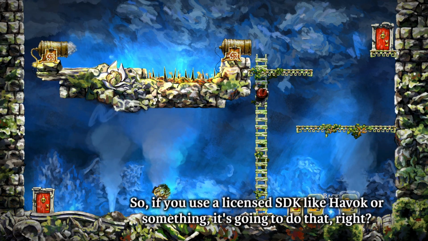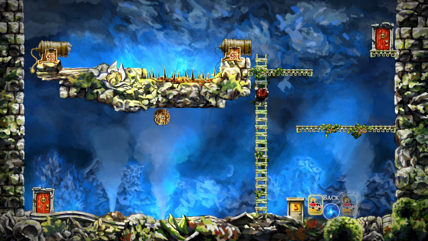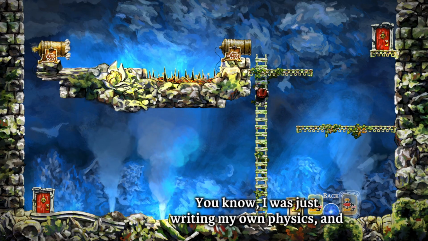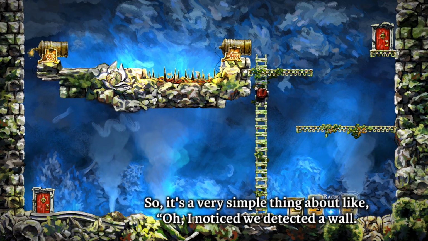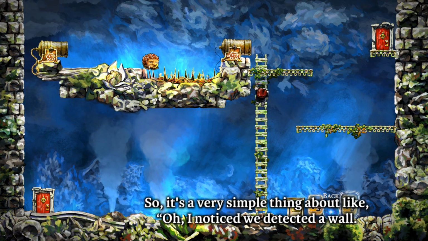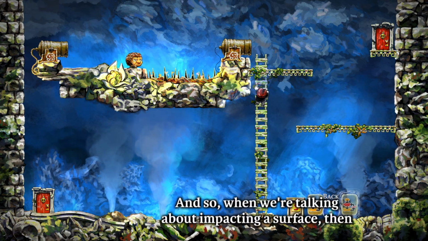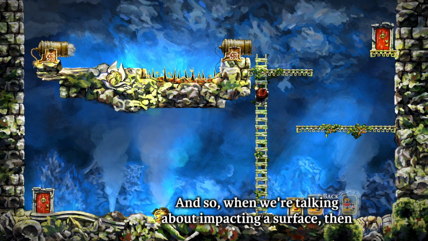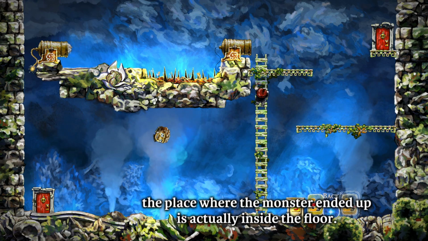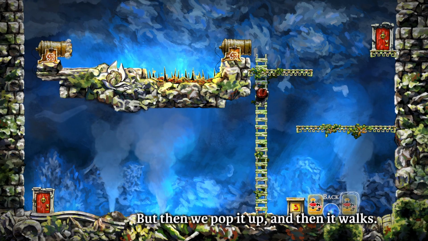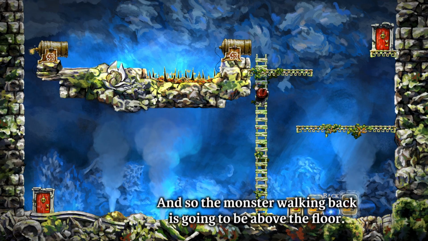If you use a licensed SDK like Havok or something, it's going to do that, right? I was just writing my own physics, and I don't think this game would run very well with something like Havok. So it's a very simple thing: I noticed we detected a wall, let me snap you back outside the surface in some way, right? When we're talking about impacting a surface, the place where the monster ended up is actually inside the floor, but then we pop it up and then it walks, and so the monster walking back is going to be above the floor.